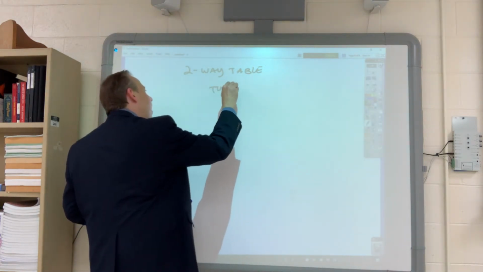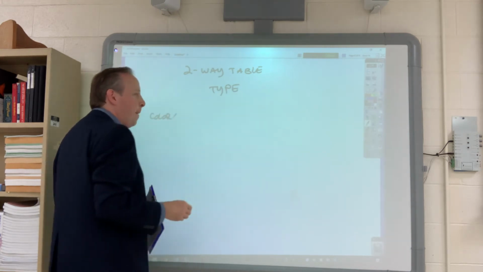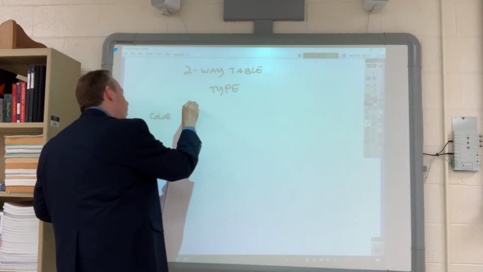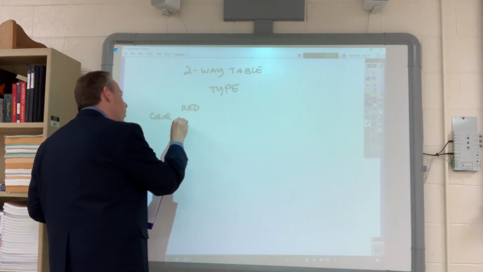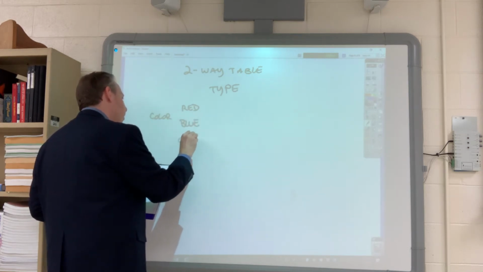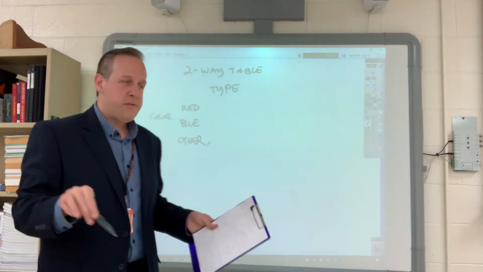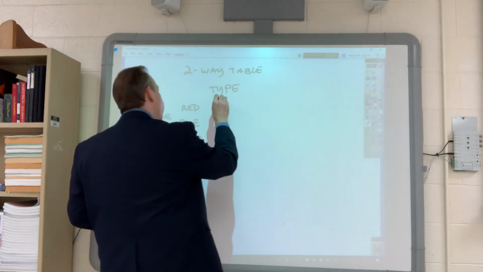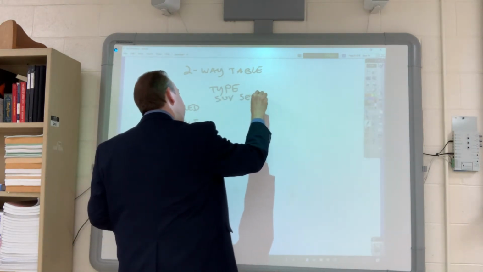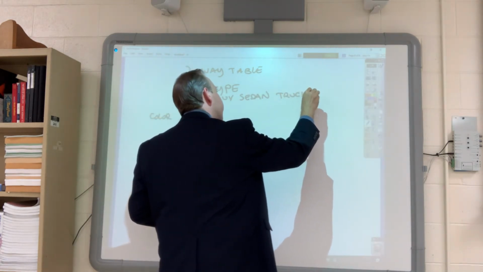So I'm going to have my type of car and my color of car, and they're going to make basically a matrix of data. So let's say the colors were red, blue, and any other color. Apparently my only interest here was, do you have a red car or a blue car, or is it something else? And I'm breaking it down by the kind of car too. So we have SUVs and sedans, we have trucks, and similarly we have other.